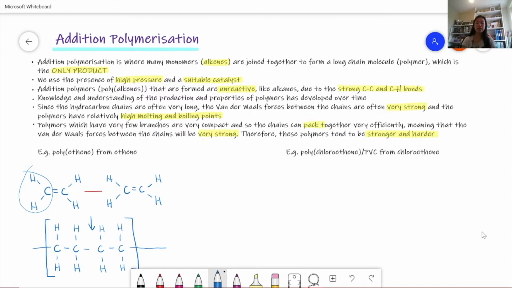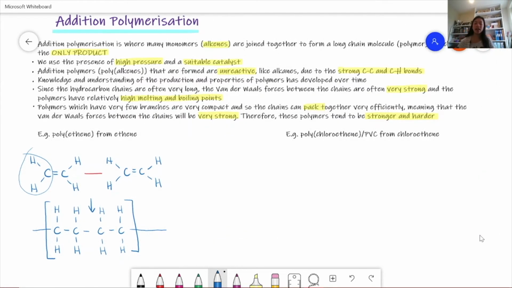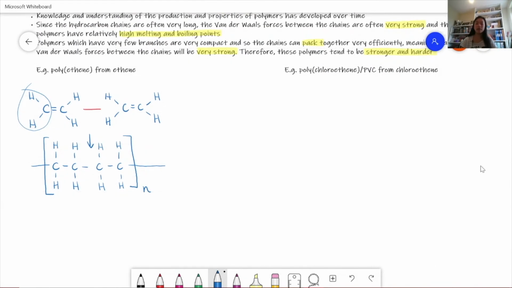And then what we do next is we have to add in a little n. And this just indicates that this repeats and repeats and repeats. So this is actually a really, really long chain, but we're only drawing 4 carbons worth. And so this is why we put the n. And that's what we've formed, polyethene. And some uses is that we use them in carrier bags and also washing up bowls.